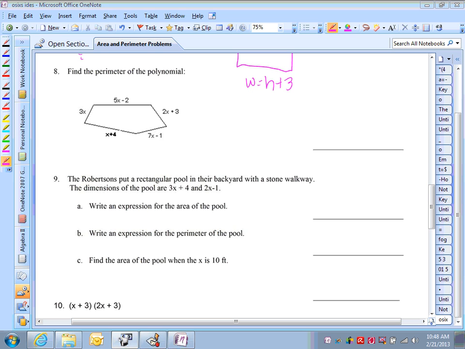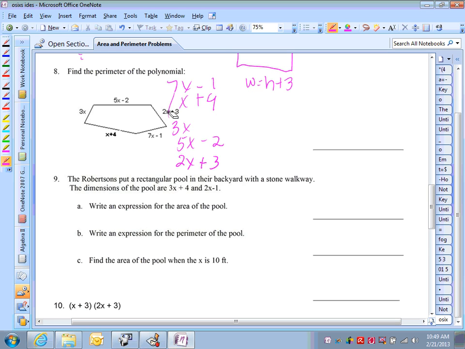I'm skipping to problem 8, and they ask us to find the perimeter of this polynomial. So we have a weird random shape. And we remember that perimeter is just the sum of all the sides, correct? So what am I going to add up? Y'all tell me. All of the sides. So give me one side, Gerardo. So x plus 4 plus what? Plus 3x plus 5x minus 2 plus what? 7x minus 1. 2x plus 3, and I'll put the 7x minus 1 up at the top.